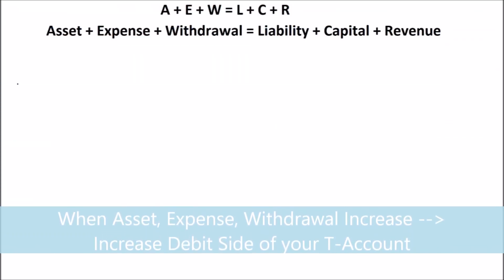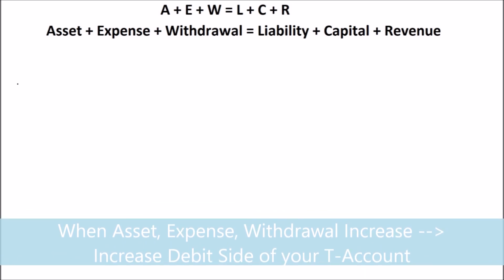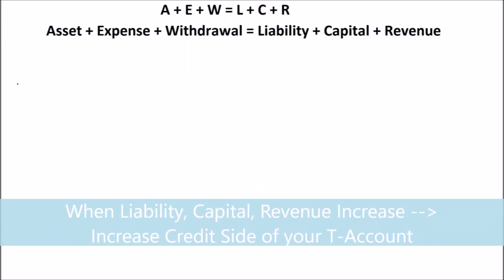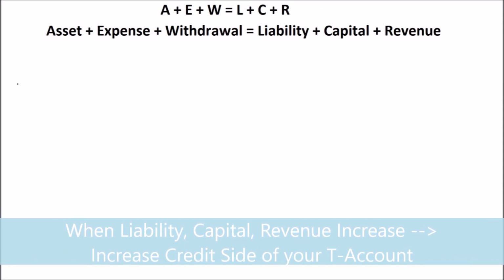So basically what happened is, whenever any of the accounts on the left side goes up, you have to increase the debit side. And whenever this right side goes up in value, at that time you have to increase the credit side.